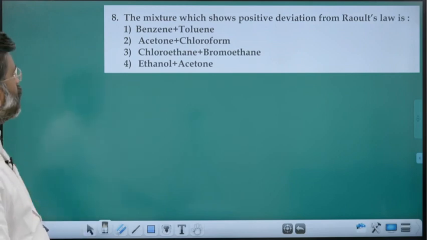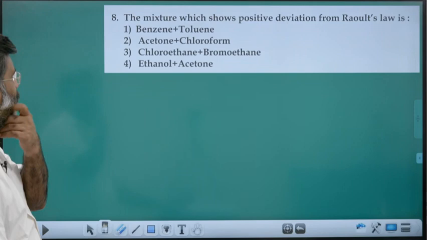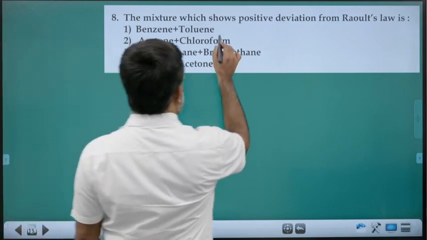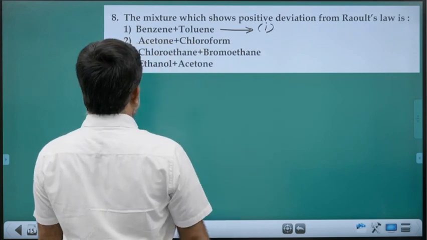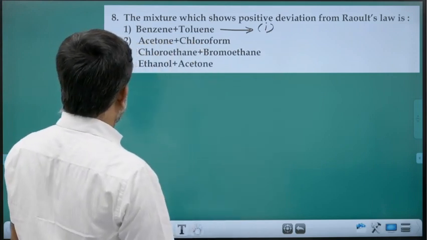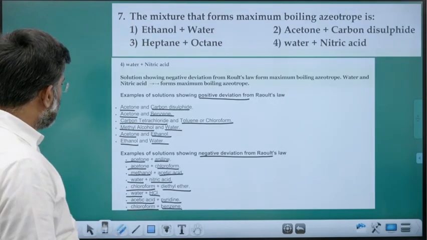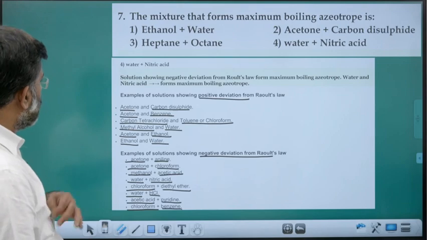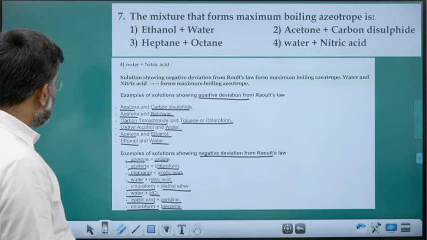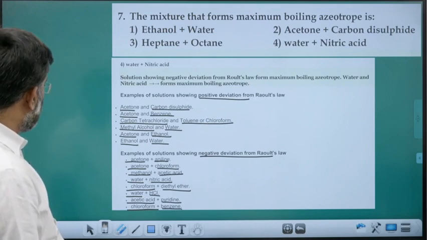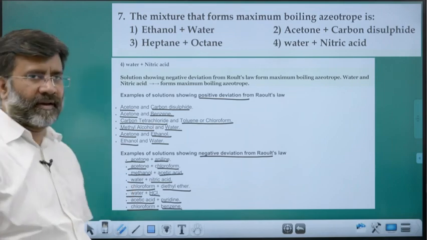The mixture which shows positive deviation from Raoult's law. Benzene toluene forms an ideal solution. Acetone chloroform: isn't that the answer? Just now we had one. We want positive deviation. Acetone chloroform is negative deviation.